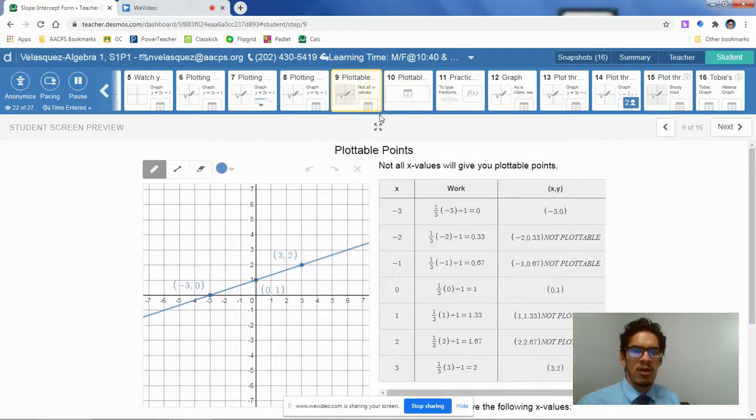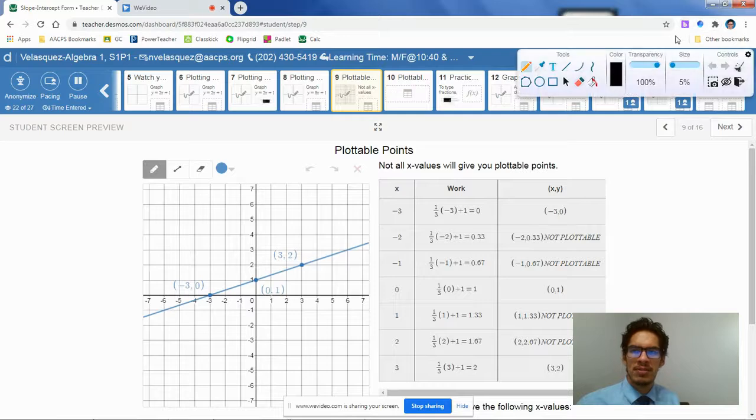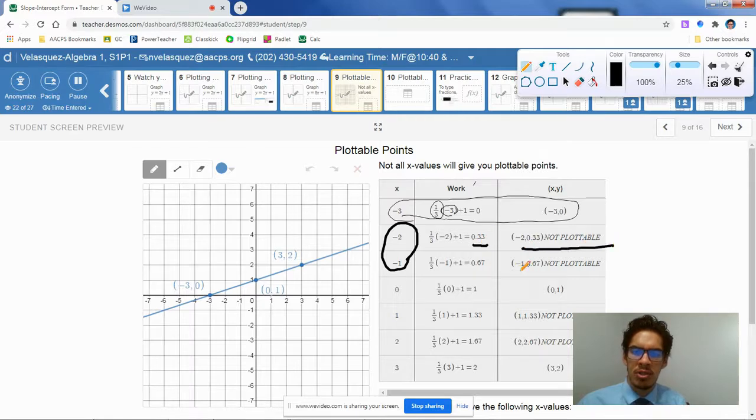First, I'd like to explain, what are plottable points? Plottable points are those points where when I plug in a number, I'm going to get a very nice point. So this point right here, -3, 0, this point is plottable because when I plug in -3, even when I have this funny fraction right here, my number is going to be a whole number. Some other numbers like -2 and -1, these numbers are not plottable because after I plug them in, I come up with a decimal, and those are not plottable.